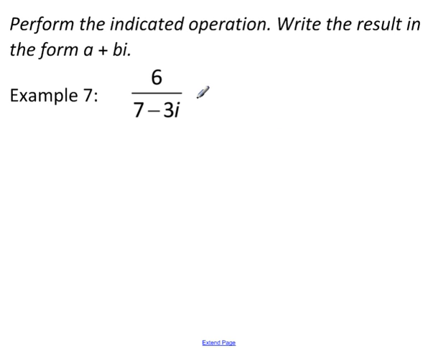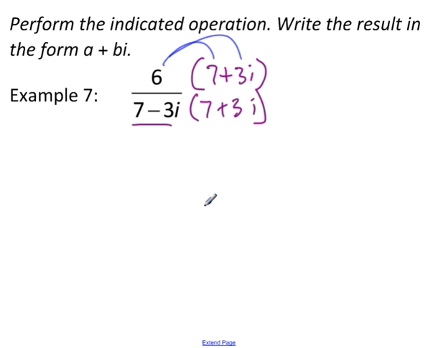So let's take a look at this one. I'm going to multiply by my conjugate of the bottom, that's 7 plus 3i. 7 plus 3i on the top. Well, this one, since my top is just a 6, I can kind of just distribute that. Think about what that's going to give me here. Well, 6 times 7, it's going to leave me with 42. And 6 times 3i is going to give me positive 18i.